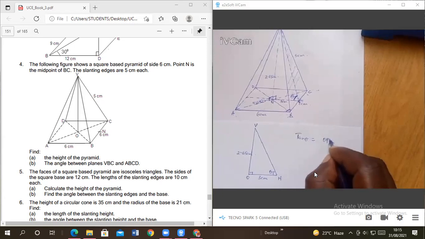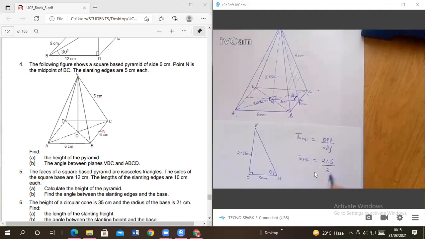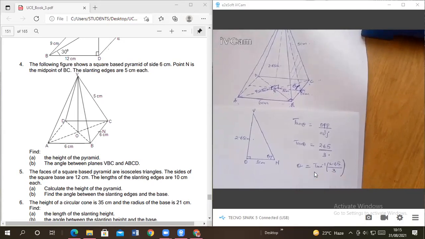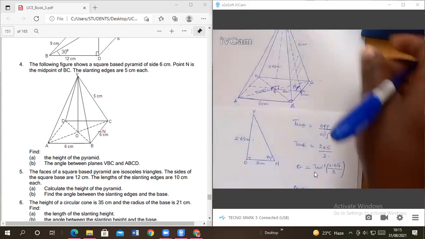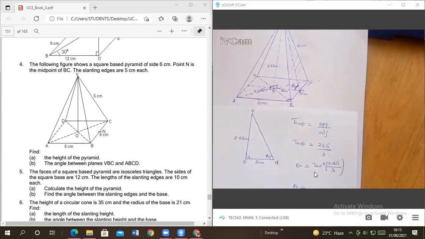Opposite over adjacent. Okay, correct. So tan theta equals 2.65 over 3. Over 3, correct. So theta equals the tan inverse of 2.65 over 3. So without using your head, can you give me the answer?